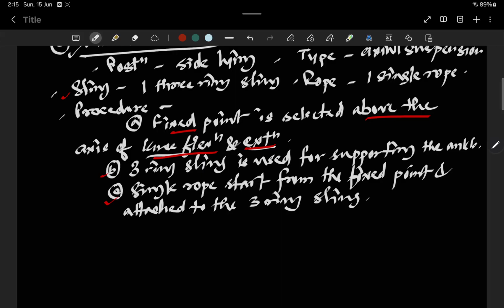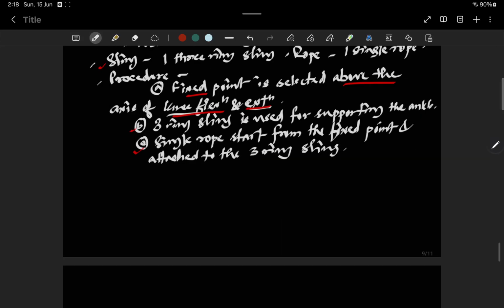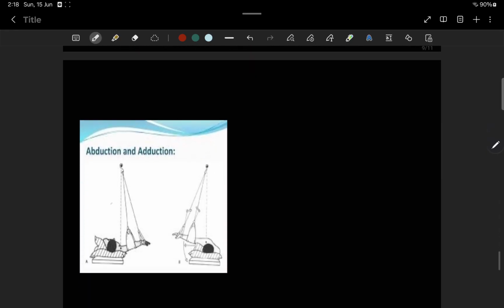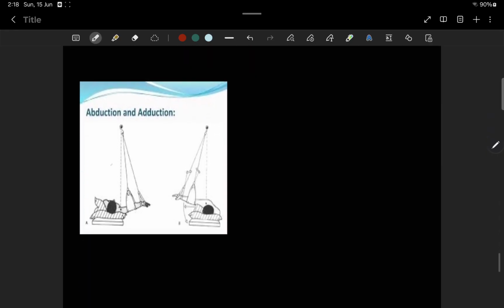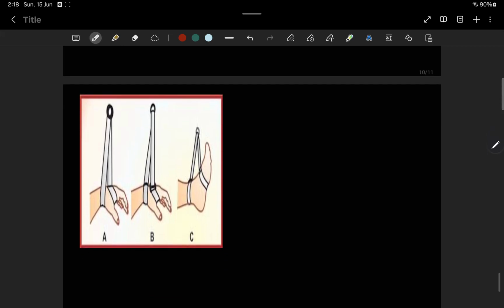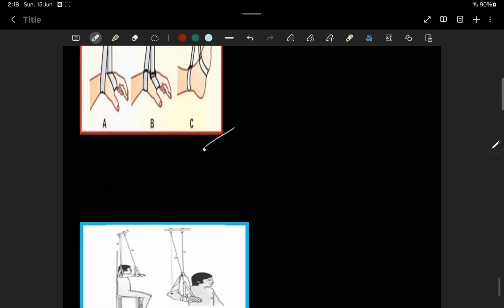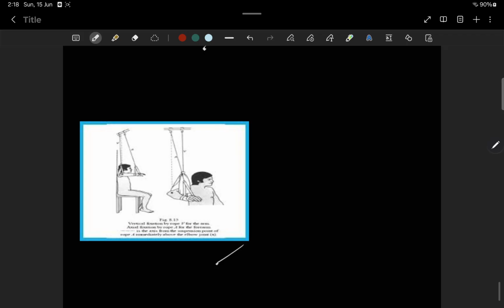Okay, so these are the questions and answers which will be part of your exam for suspension therapy. Next, here are some schematic diagrams of the suspension therapy of upper extremities and lower extremities. Okay, thank you for today.